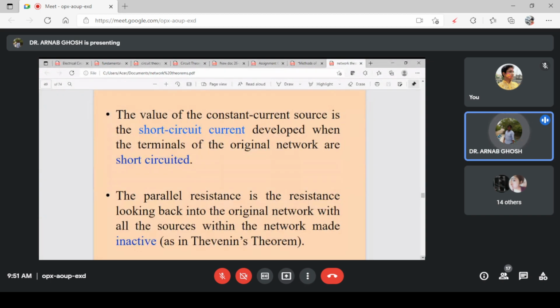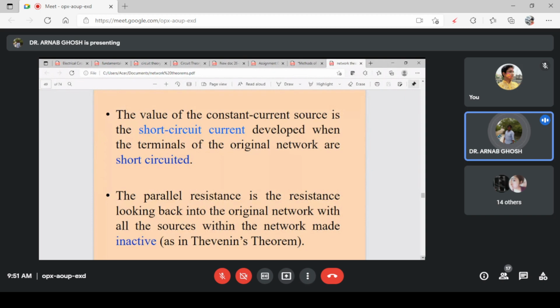So if all the sources are made inactive in the network, how do you make the sources inactive? If it's a voltage source, you short circuit it. If it's a current source, you open circuit it. You remember we did this for the superposition theorem. For current sources being inactive, you had to open circuit it, and for the voltage sources, you had to short circuit it.